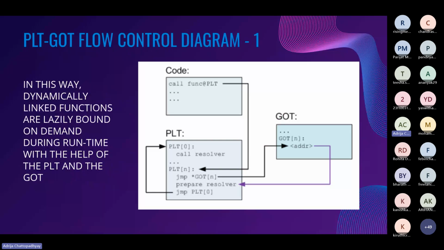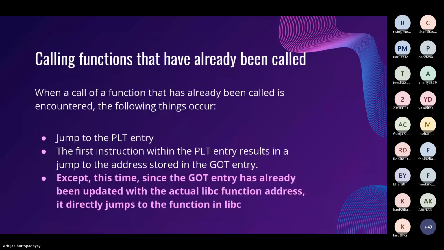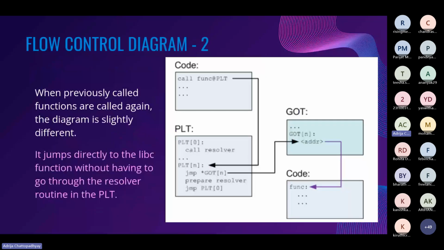Okay, we saw this. Now the second case, when the function has already been resolved: from PLT we jump to GOT. Now GOT already has the address which was resolved the previous time. So we can just use it, and it directly jumps to libc from there. Except this time, since the GOT entry has already been updated with the actual libc function address, it directly jumps to the function in libc. This is flow control diagram 2.